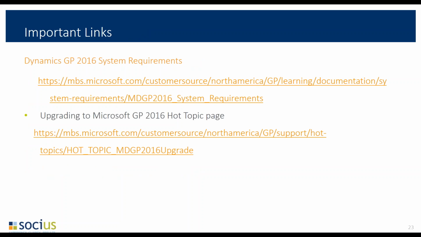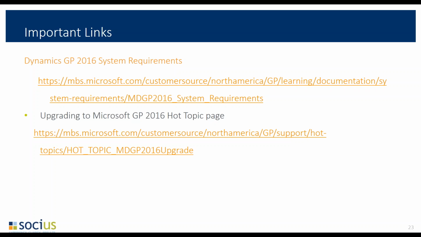The first one is for the GP 2016 system requirements. I've shown you a lot of things that are supported, but this page gives you a lot more specific information, especially if considering the strength of your SQL server and depending on how much data you have, how large, what type of hard drive architecture you might want to put in, number of processors, and those kinds of topics. And then there's also an upgrading hot topics page.